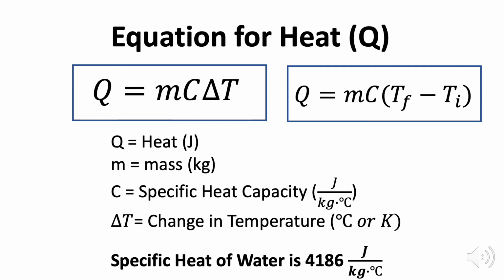The unit of Q, heat, is joules. The unit of M, or mass, is kilograms. The unit for specific heat capacity, which is C, is joules per kilogram degree Celsius. And delta T is the change in temperature, and the temperature could be in Celsius or Kelvin. And one important number to keep note of is the specific heat of water. So the C for water is 4,186 joules per kilogram degree Celsius.